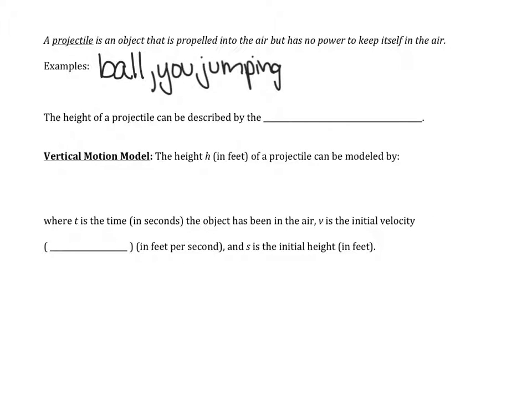And finally, just think of those toy rockets that you can blast off. You can propel it into the air with as much force as you can, but there's nothing to keep it in the air, so that rocket would be considered a projectile. The height of a projectile can be described by the vertical motion model. And the vertical motion model is as described below.